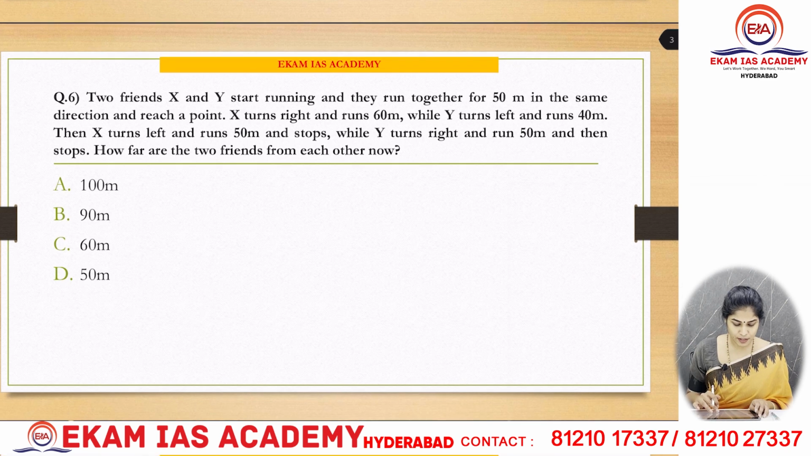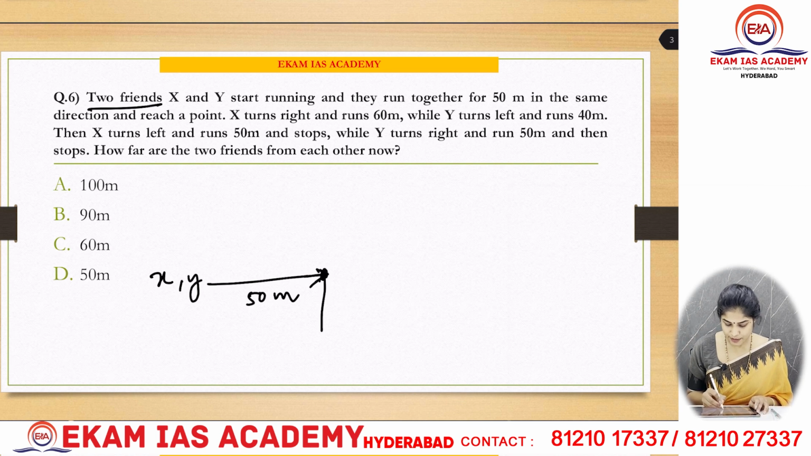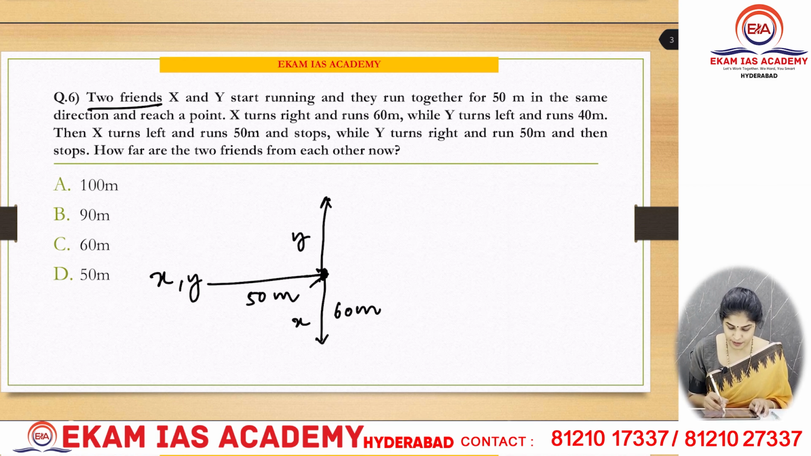So let's get into the second question. Two friends X and Y start running and they run together for 50 meters. So 50 meters they run together in the same direction and reach a point. X turns right and runs 60 meters. So this is X and he turns right and runs for 60 meters. This is X. And while Y turns left and runs for 40 meters. This is Y and he runs left and runs for 40 meters.